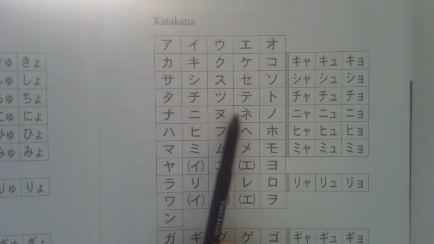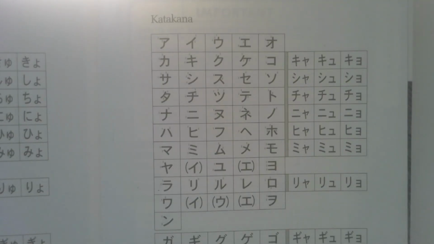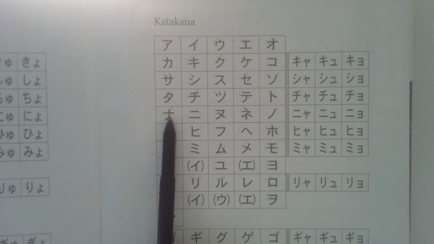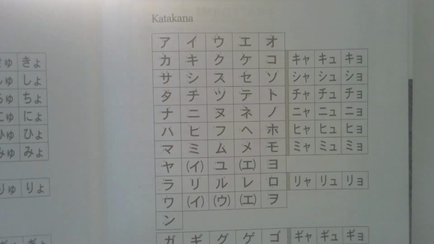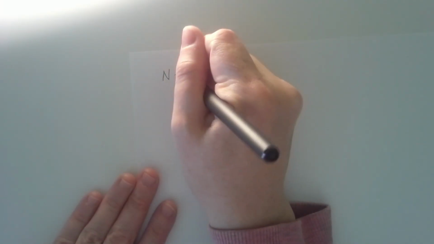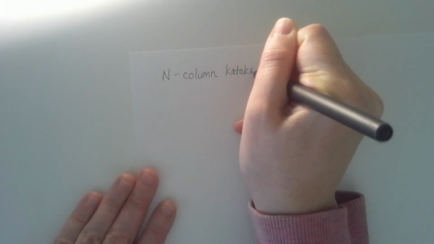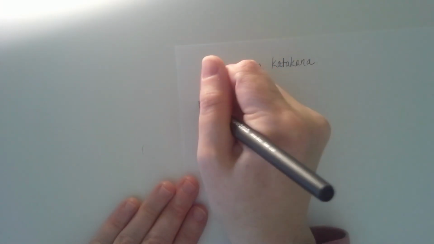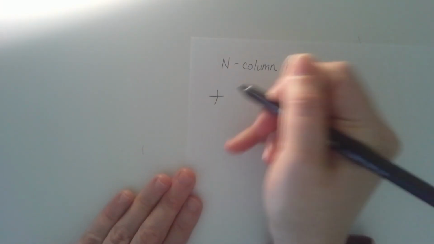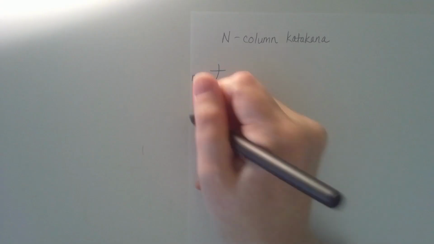So to finish off this lesson, we're just going to do the one line here with the na sounds, since it took me time to do the quiz and teaching the combination sounds. We're going to do na, ni, nu, ne, no now. The N-column, katakana. Okay, so for na, pretty simple, a line across.